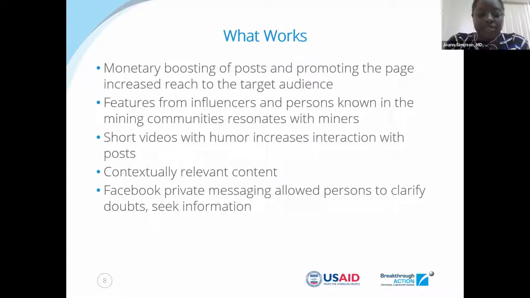Features from influencers like camp managers, malaria testers, and persons known in the mining communities resonate with our miners. Short videos with humor increase interaction with posts, as does having contextually relevant content for our target audience. The Facebook private messaging has allowed persons to interact directly, clarify doubts, and seek information.